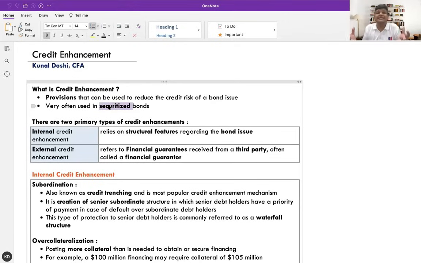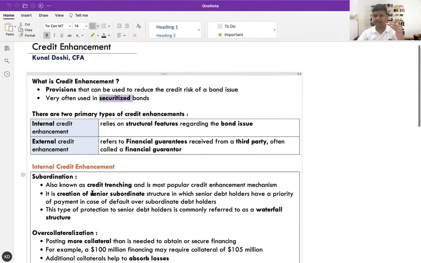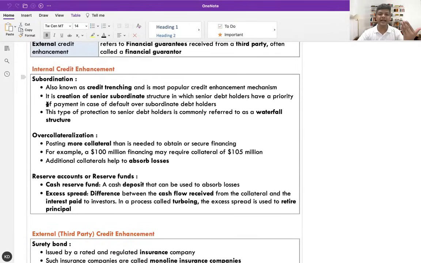That is just providing some extra layer of security. There are two ways of doing that. One is done internally, by structuring your organization's bonds, for example, by putting them into seniority levels. I'll discuss that. Or by providing it from outside, which means through a bank guarantee or an insurance, right? So two forms of credit enhancement, internal and external. Internal relies on structural features, and external relies on financial guarantees provided by outsiders. So what is internal credit enhancement?